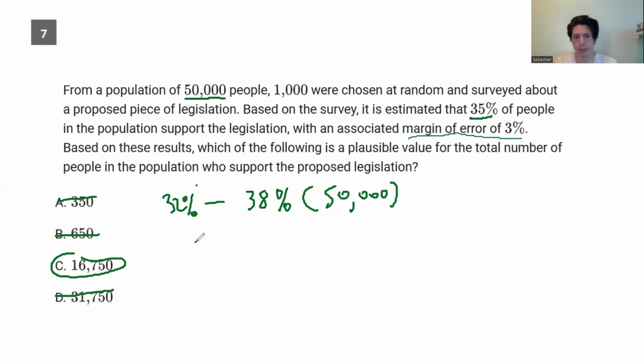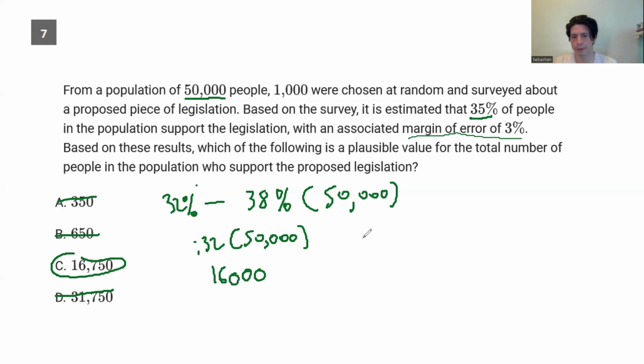So we'll do 32%, which is 0.32 times 50,000. And what I like to do when I'm multiplying by 5, it's really dividing by half. So it's going to be 16, because 32 divided by half is 16. And then we add the zeros on. And we're going to get 16,000. Okay, so that's the first number.